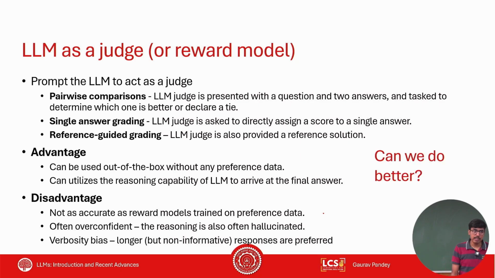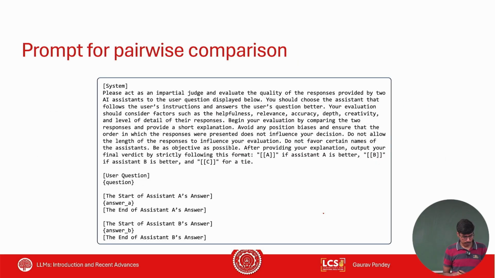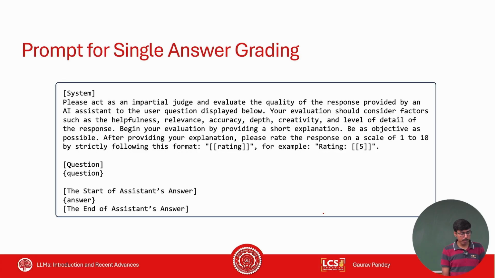So can we do better than this? Can we somehow take these LLM results and make them better than the Bradley-Terry reward models? Because then we will be able to use the reasoning of these models also. Okay, so these are some examples of how to use LLM as a judge for pairwise comparison. Here you give the prompt, you give the question, you give two possible answers, and then ask the model to pick which is better. This is the prompt. If you want to do single answer grading, you will just give a single answer and ask the model to give a rating between 1 to 10, let's say.